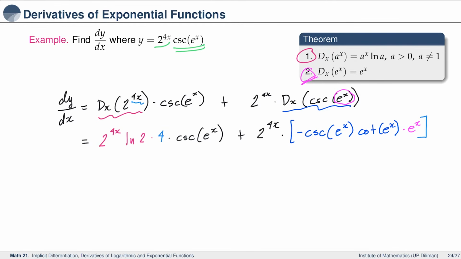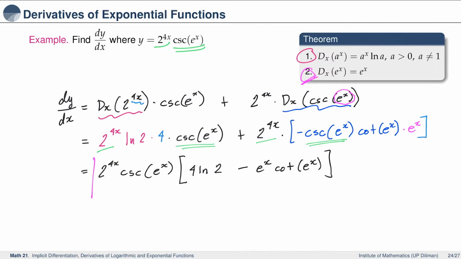So we can factor out 2 to the 4x and cosecant of e to the x. That would give us 2 to the 4x times cosecant of e to the x times the quantity 4 ln 2 minus e to the x times cotangent of e to the x. So we get the derivative of y with respect to x here.